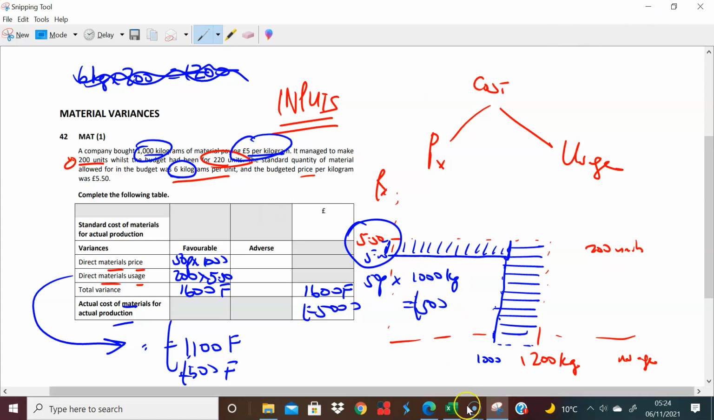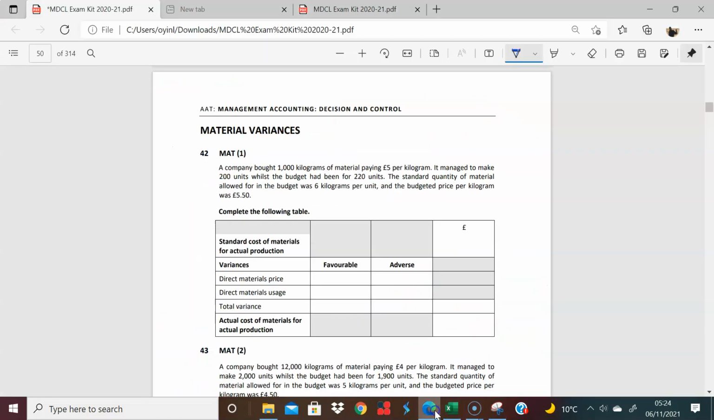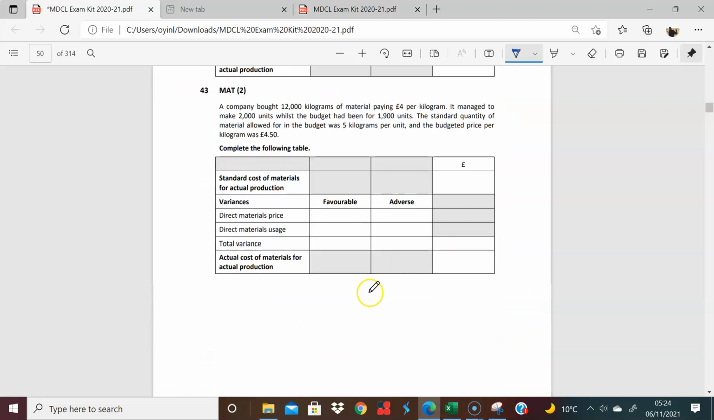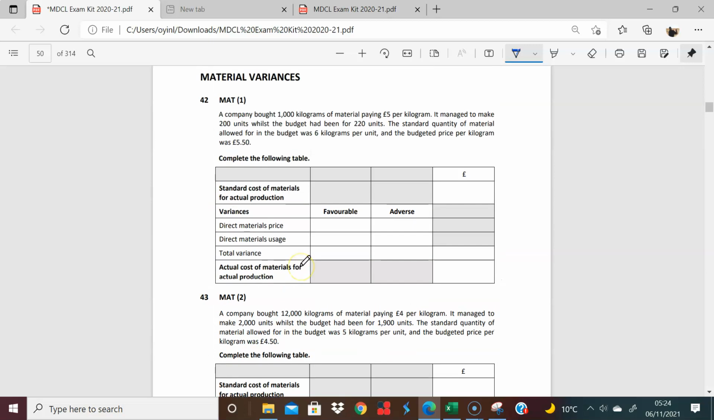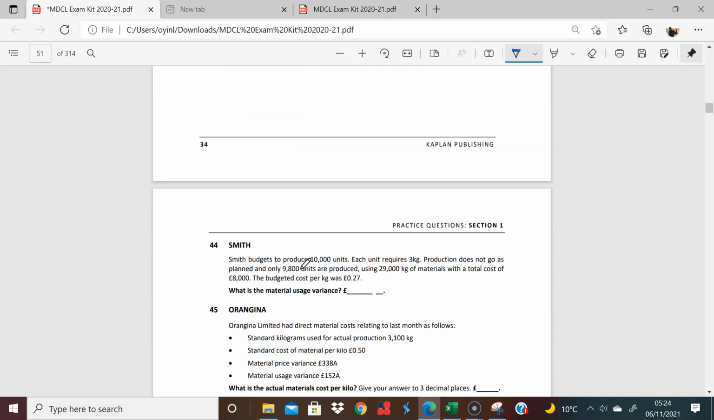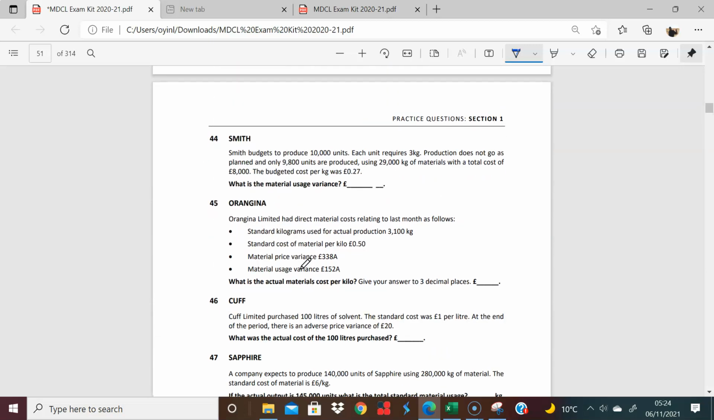Of course, let's see which ones. That's asking the same thing again. So basically questions 42 and 43, and then I'll work through the next ones. Okay.